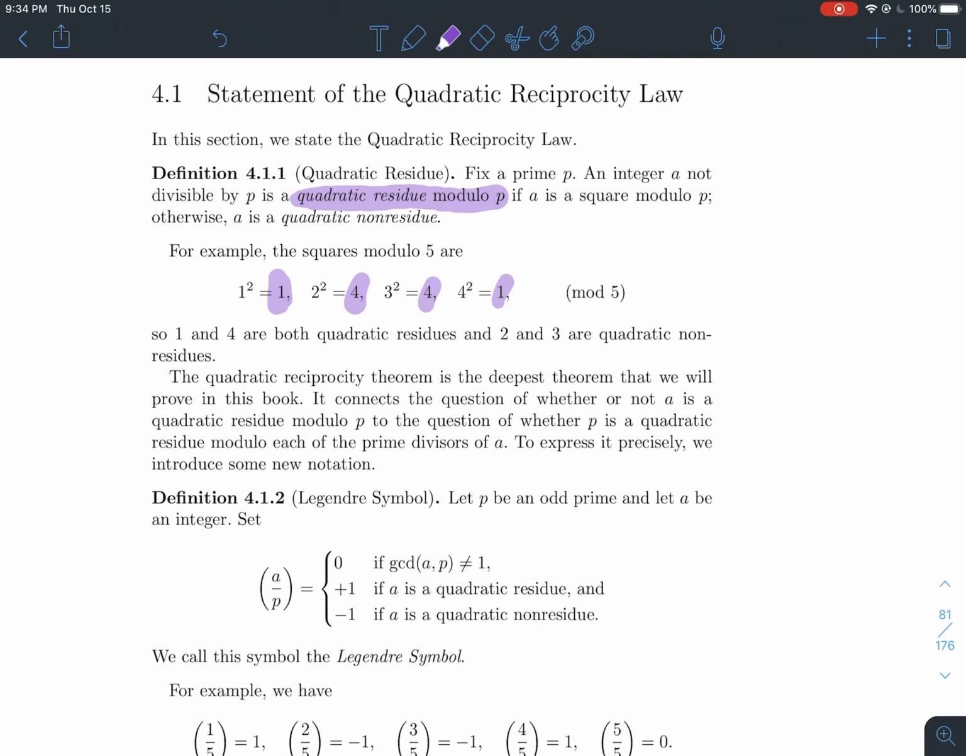That means that the other numbers in Z5 that I've not highlighted, namely 2 and 3, are the quadratic non-residues. So 2 and 3 are non-residues, and 1 and 4 are both the residues. It can be tricky: you're looking for when the output is a square. That output that is the square is what we're calling the quadratic residue.